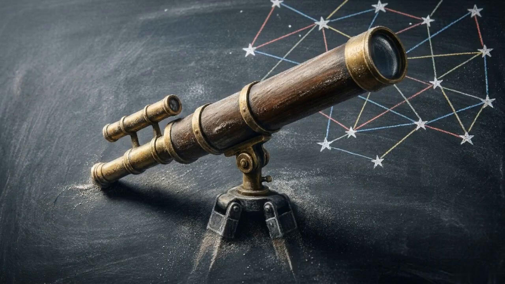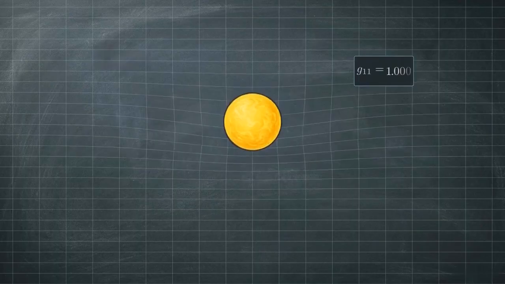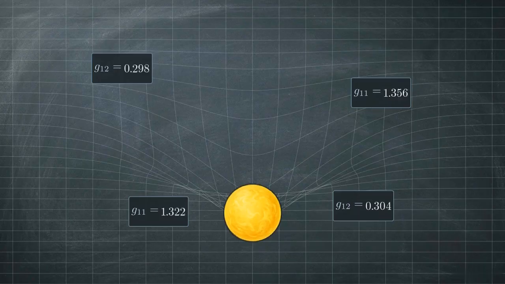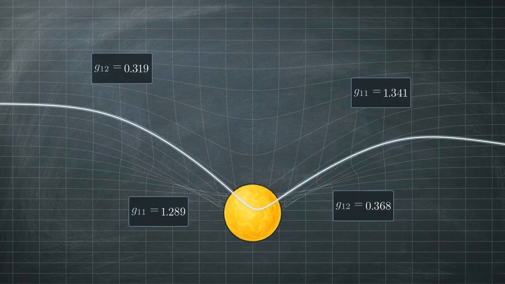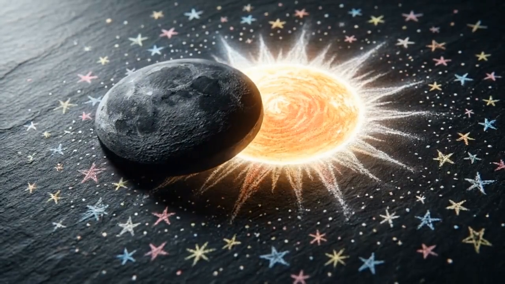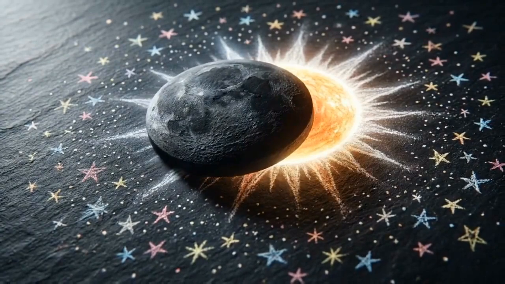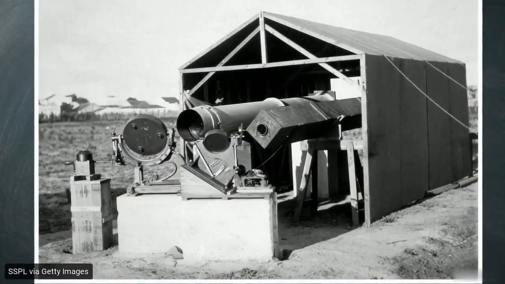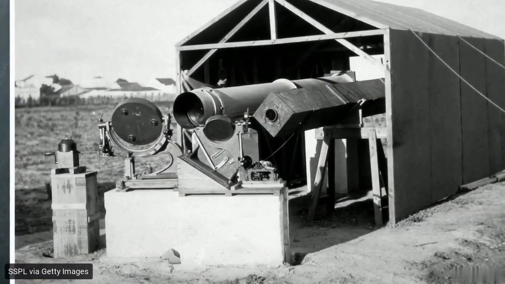This shift from mechanical forces to geometry allowed for a new kind of astronomical prediction. A massive body like the Sun alters the specific values of the g coefficients in the surrounding Gaussian domain. This altered geometry forces light to travel along curved paths, known as geodesics. Because space itself is curved, the straightest possible path for a star's light is a bent one. Einstein predicted that starlight grazing the edge of the Sun would be deflected by 1.7 arcseconds relative to an observer on Earth. This radical claim was put to the test during the total solar eclipse of May 29, 1919.